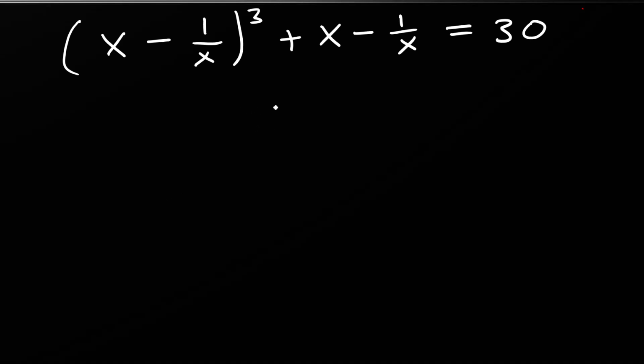Now let's provide the solution to this problem. We are given (x - 1/x)^3 + (x - 1/x) = 30. Alright, now let's observe something here. We have x - 1/x in common here. So let's take it out and represent it by a variable.